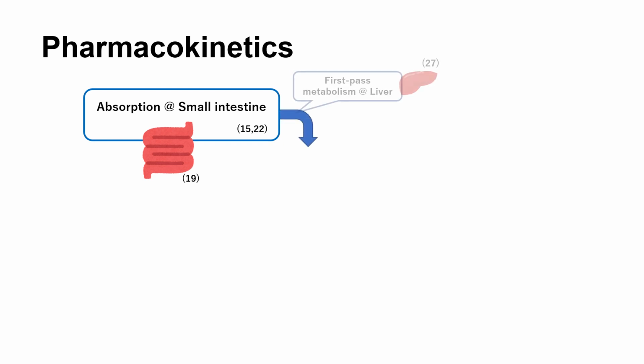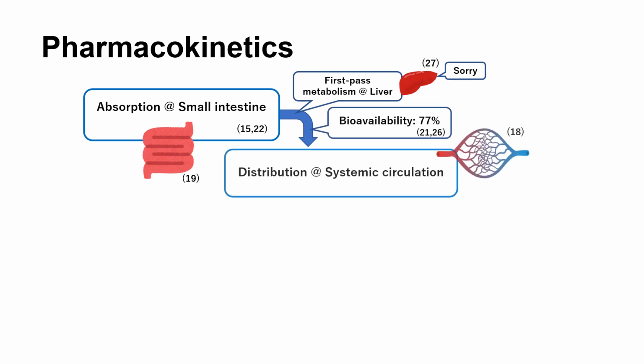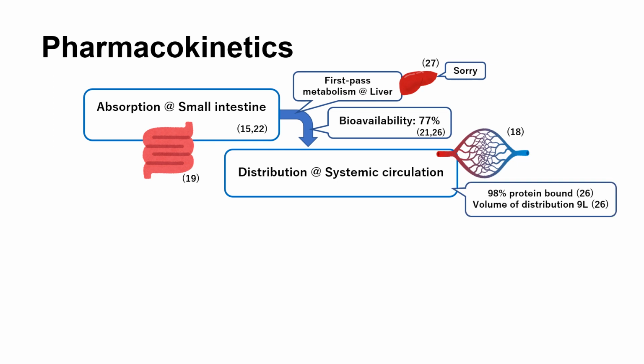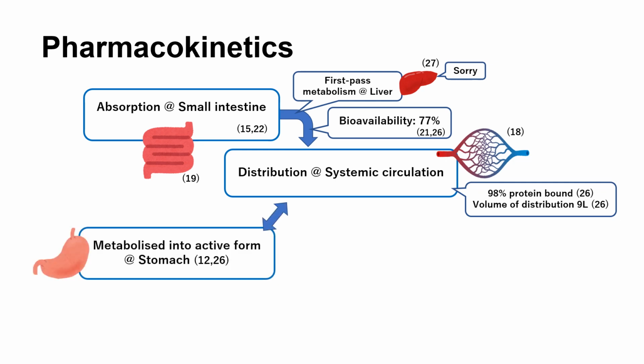Although it undergoes the first pass metabolism in the liver, its bioavailability is as high as 77%. Due to its lipophilicity, 98% binds to plasma protein in the systemic circulation. The volume of distribution is 9 liters for a person of 60 kilograms, which is rather small. Still, it diffuses into body tissues, including the stomach. Let me talk about how it works in the stomach in the pharmacodynamics section.